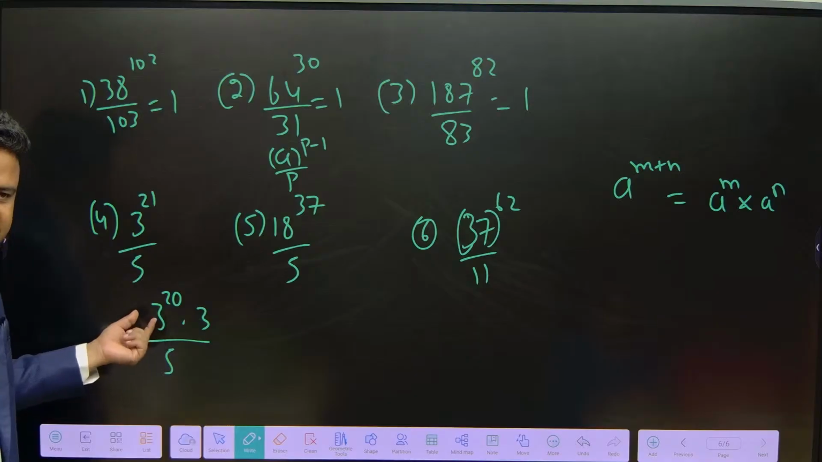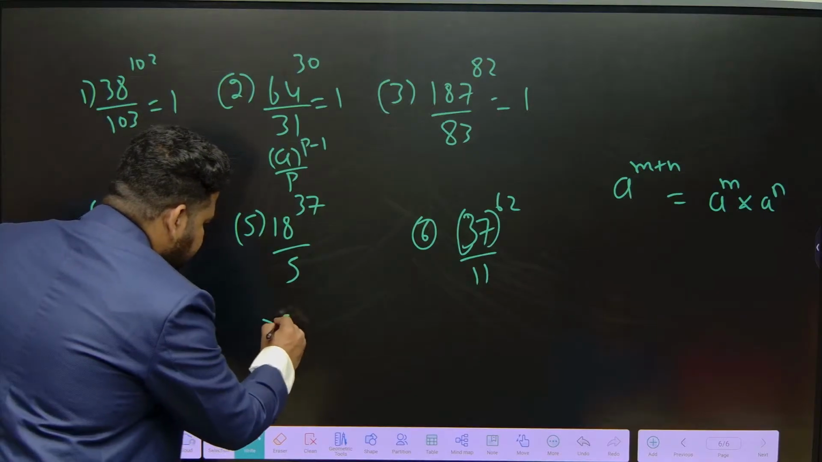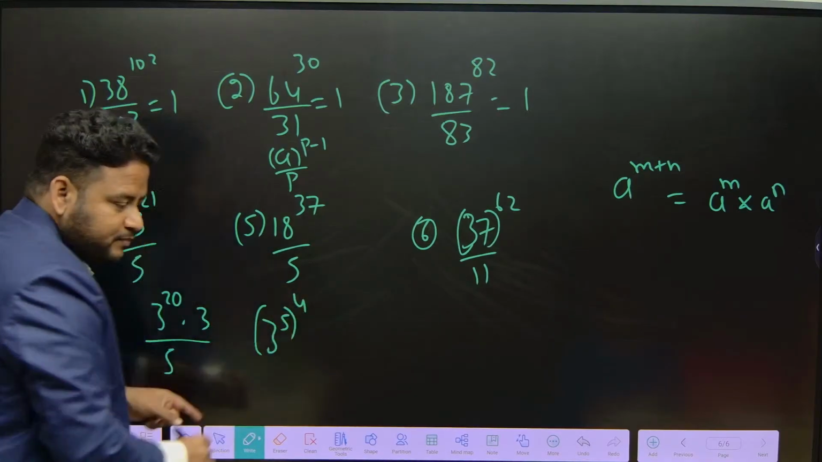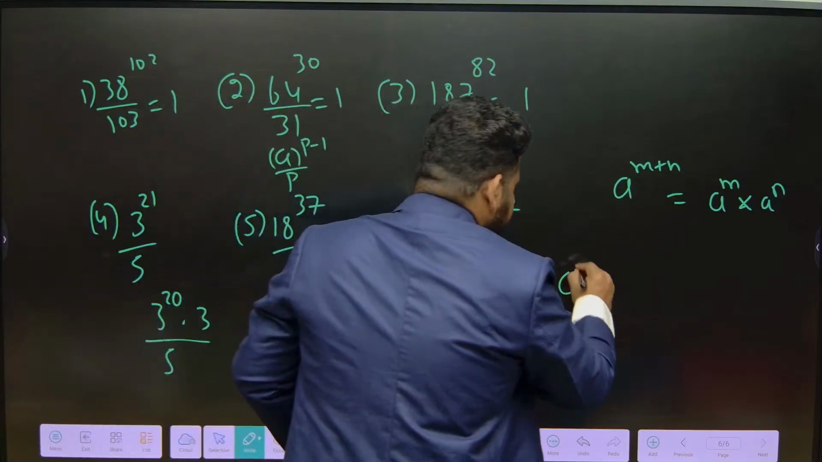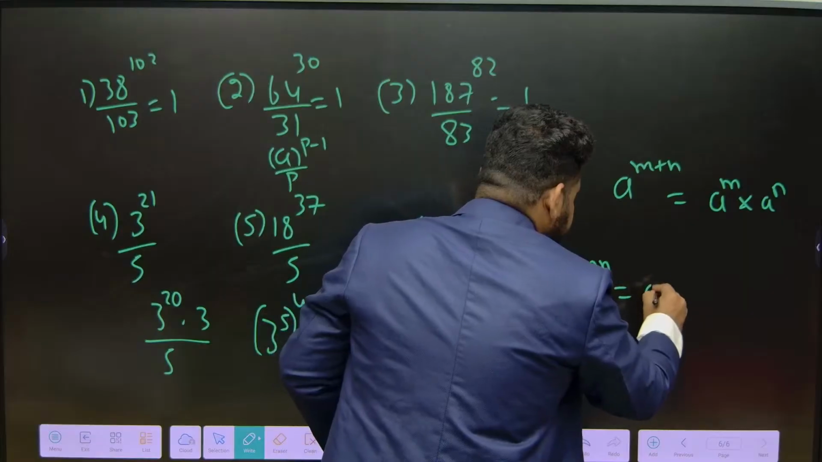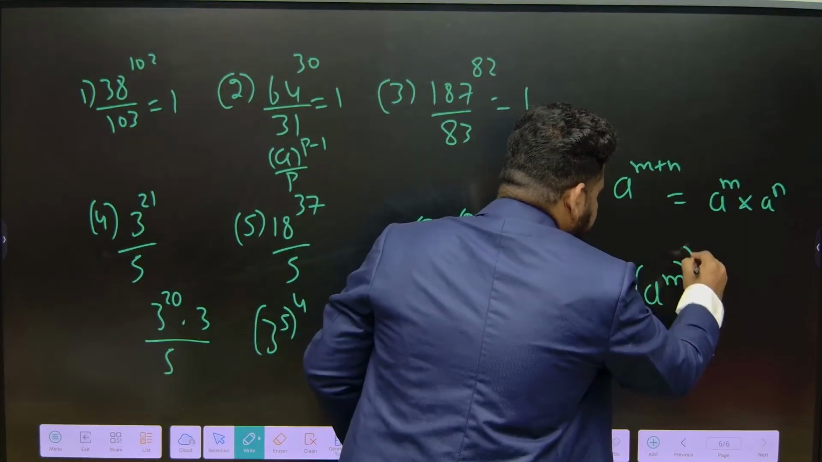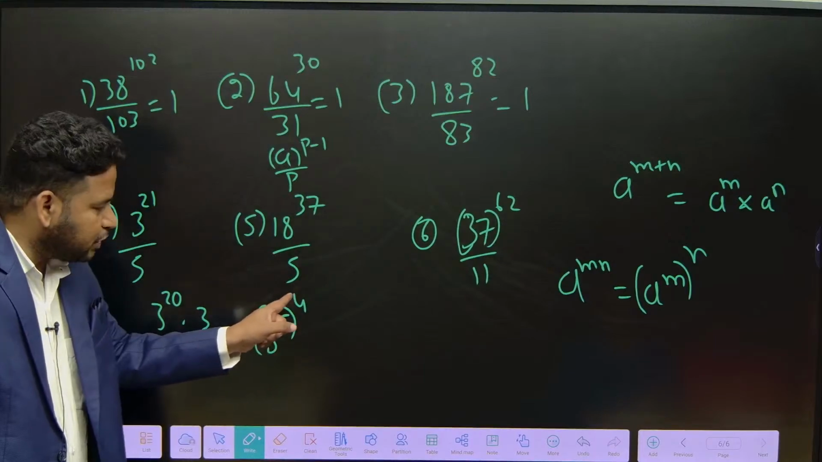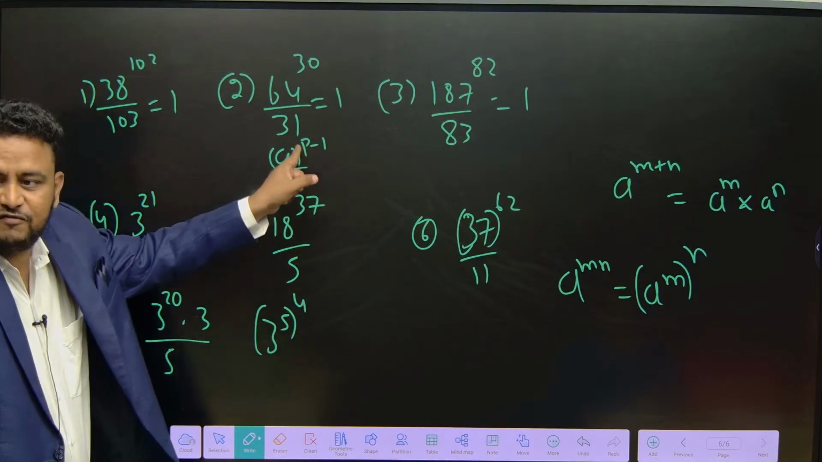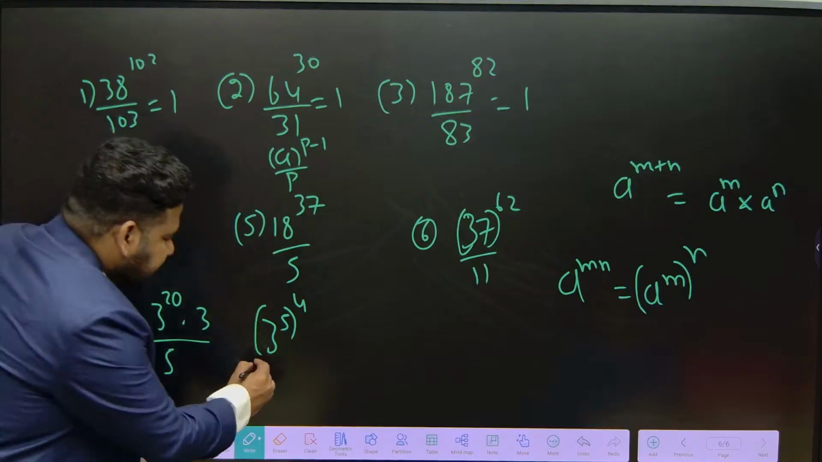This 3 power 20, I can write it as 3 power 5 power 4. 5 into 4 is 20, correct? A power m into n can be written as a power m to the power of n. Why have I written 5 inside and 4 outside? Because I want it in the form of p minus 1, so that I can apply Fermat's theorem.